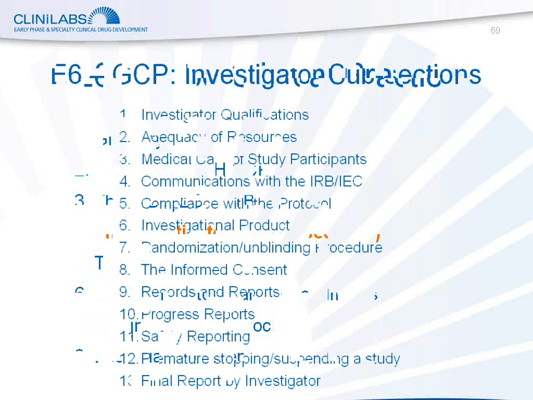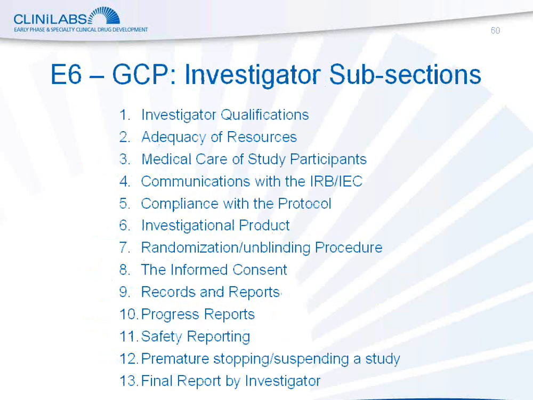subsections. So within the E6 guidance, on the investigator, there are these 13 subjects that have to do with the investigator qualifications and so forth listed on this slide. I'm going to go through each of these 13 items in a very summary fashion. I suggest that if you are in the business of being a principal investigator, that you have a copy of E6 and you actually read it word for word, each of these 13 subsections.